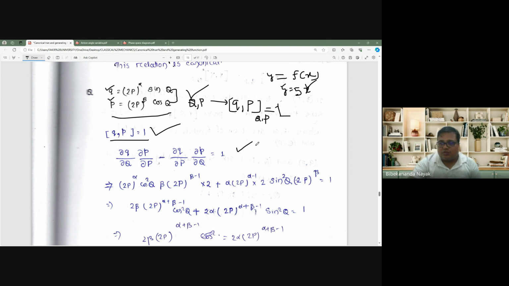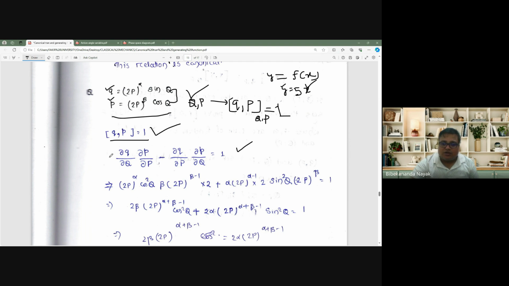So with respect to capital Q and capital P, the variables are capital Q and capital P. Then the Poisson bracket formula will be: del small q by del capital Q, del small p by del capital P, minus del small q by del capital P, del small p by del capital Q, is equal to 1.